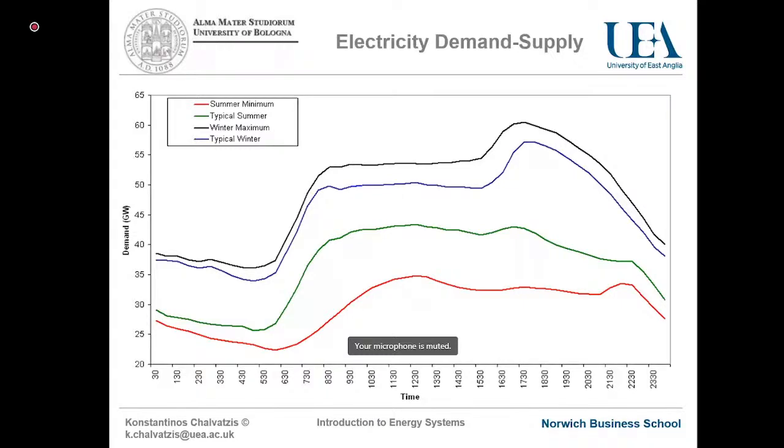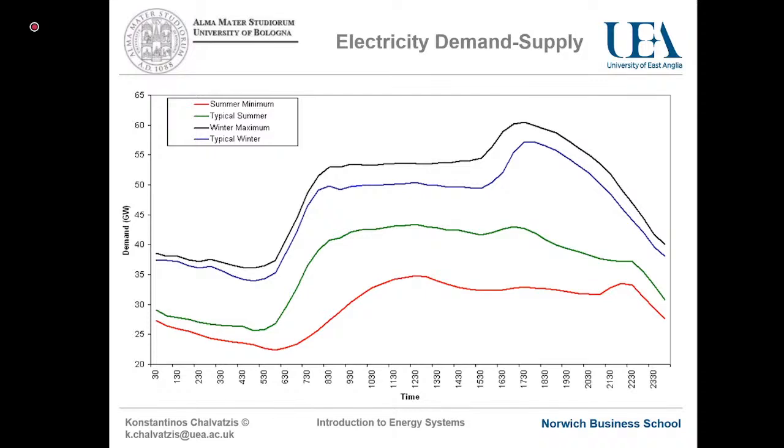So we have 4 lines here. The lower one, the red one, is showing your summer minimum. For that particular year, like I said, this is a little bit old, we had a level of demand on a certain day in the summer that was the minimum level of consumption that we ever had in that year. So that's your red line.